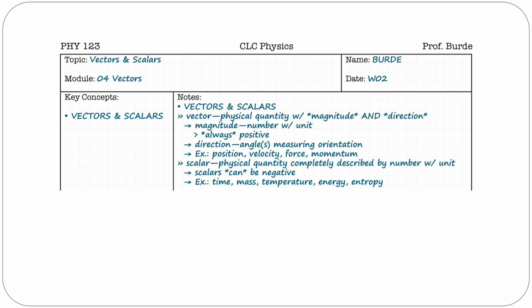That said, even though a scalar is just a number, scalars can be negative. So your temperature, for example, can be positive or negative, whether you are above or below some reference temperature that you were measuring against. But that doesn't have a direction associated with it, right? It's just a measure of the thermal energy of the object.